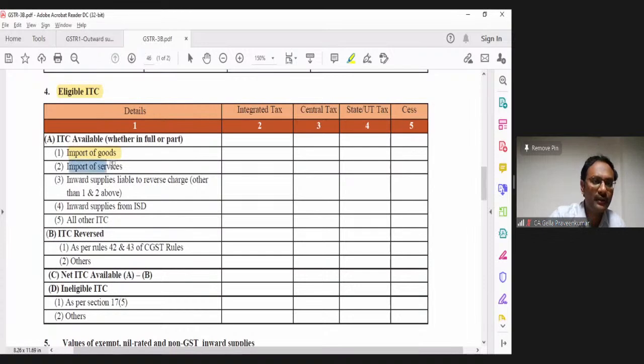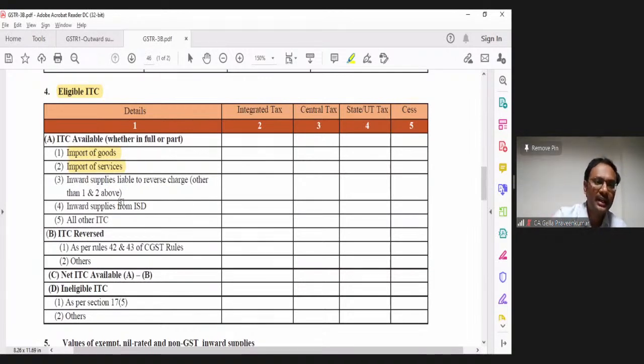Next, import of services. All those services where I have accounted as import, Form 15CB has been issued, Form 15CA is given to the banker, those services where there is foreign currency on which I have incurred, and where I have paid tax on RCM, should come into my table number 2.